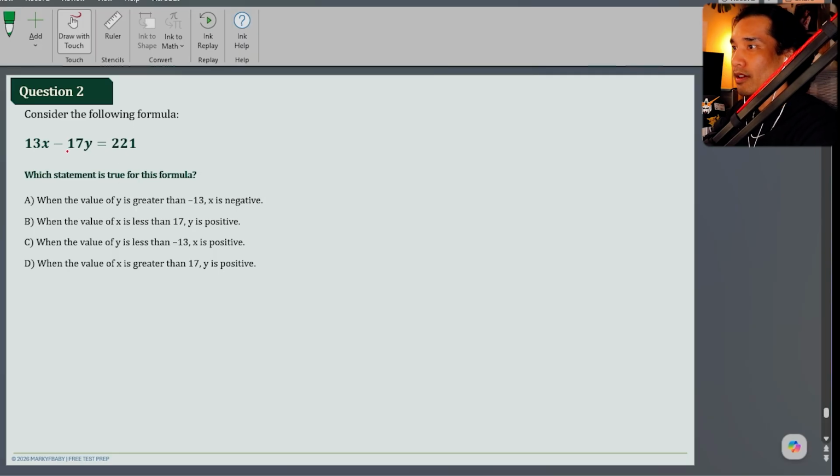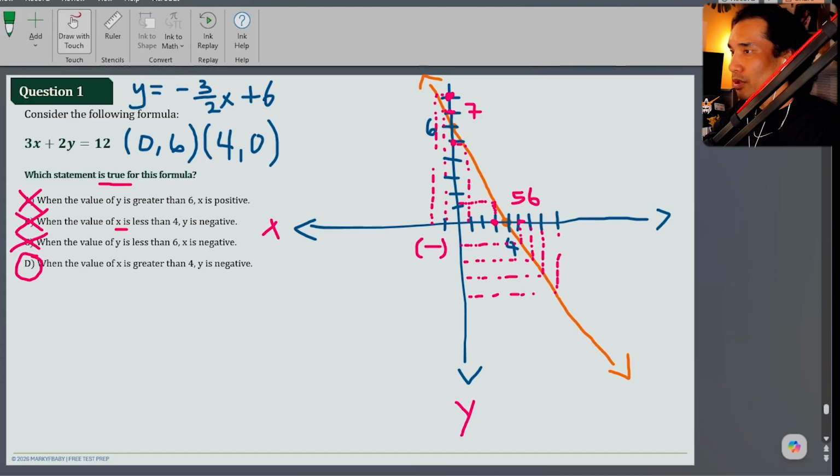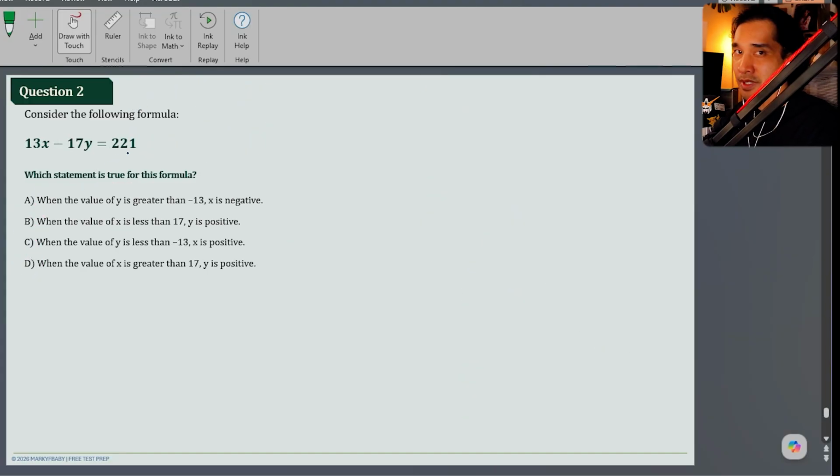Consider the following formula: 13x minus 17y equals 221. This seems like a lot, but it's not that bad once we figure out what's going on. So let's go ahead and start with plugging in 0, or replacing this x with 0, right? And I'm not even going to do it for you because last time I did it for you, you knew what was going on because you knew that 13 times 0 equals 0. So I'm just going to go ahead and do this. We know that 13 times 0 equals 0. So I'm just going to write negative 17y is equal to 221.